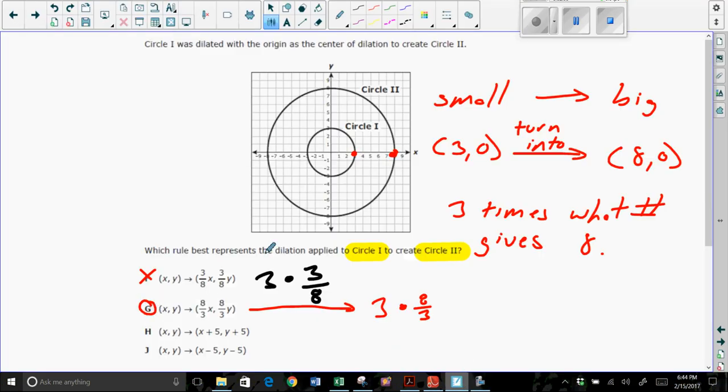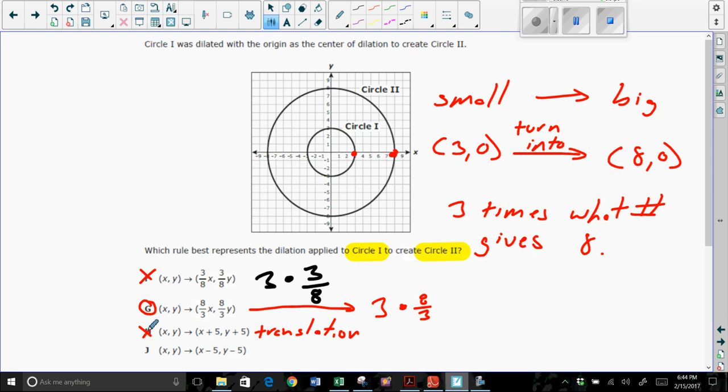Now, I know my answer already, but let's just look at H and J. H is not the correct answer because since we're adding 5 to the x and y, this is a translation. On a translation, the size doesn't change. We're not making it bigger. It just stays the same, but it slides to somewhere else.